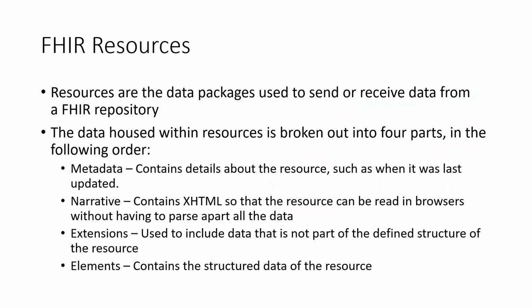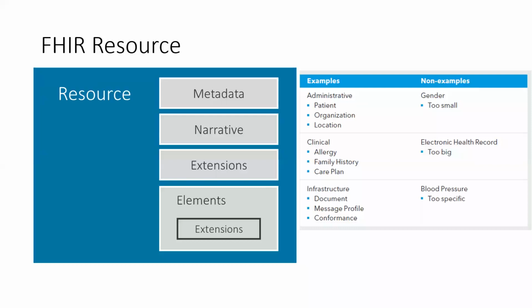Elements contain the structured data for the resources. Before we go on to the data types, let's quickly see the examples and non-examples. The first, to your right, are the valid examples. Administrative can be patient, organization, and location. So it should be precise and to the point. When you say gender, it's way too small. And the electronic health record is too big, because the electronic health record is an ocean by itself. So it wouldn't be a good candidate for a FHIR resource.